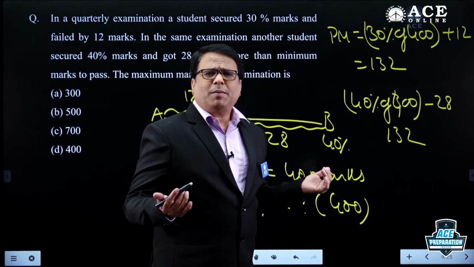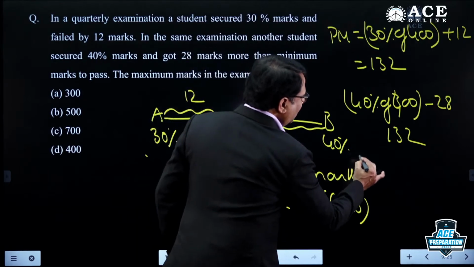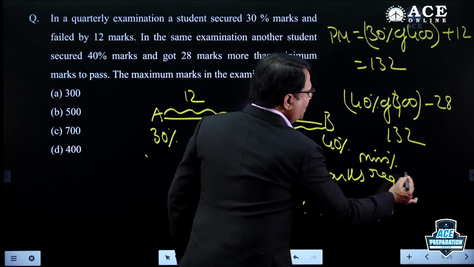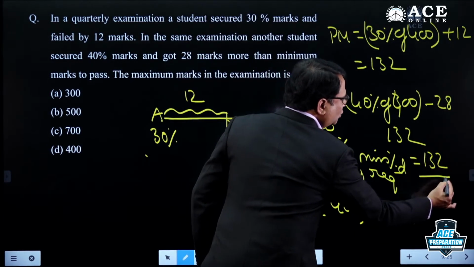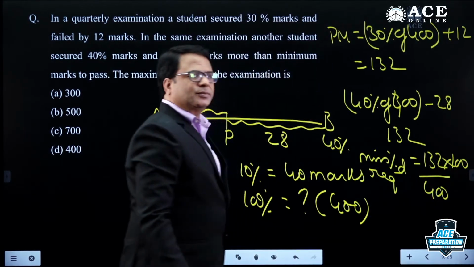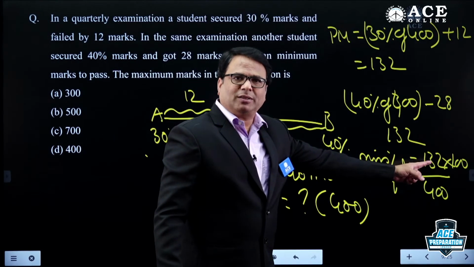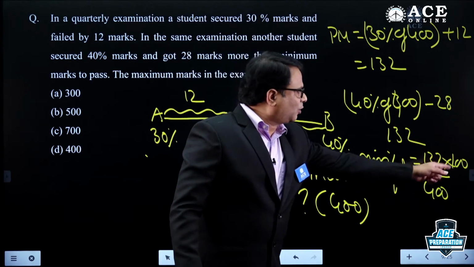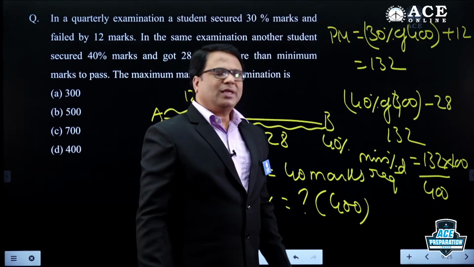Then what is the minimum percentage required to pass the exam? So I do the calculation here. Minimum percentage required. We require 132 out of 400. And this we have to calculate in percentage. To pass the exam, we require minimum 132 out of 400, and this we have to calculate in terms of percentage. So that gives you the answer.